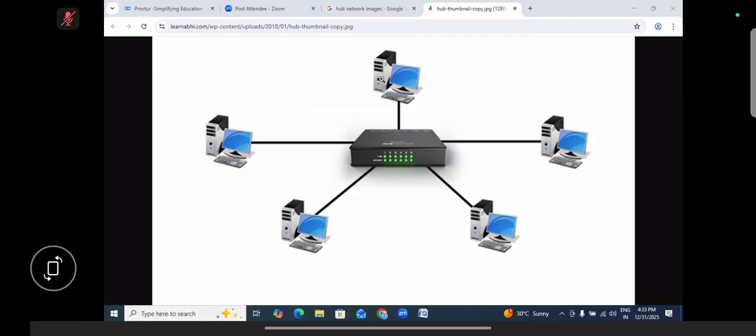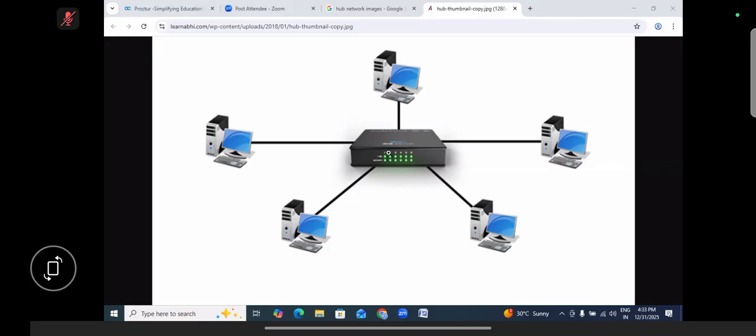This is a hub. We connected a few machines with the help of this hub. This is one total network, a physical network. Then we need to assign a logical network. Which class of IP address should we assign for this? We should know now. Class C is preferable, that is the right answer.